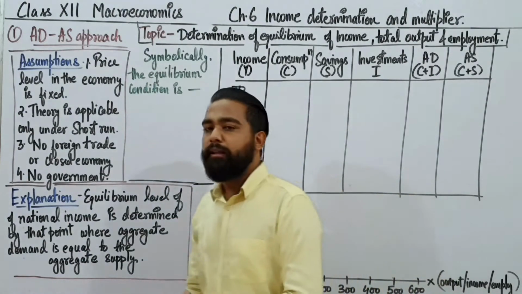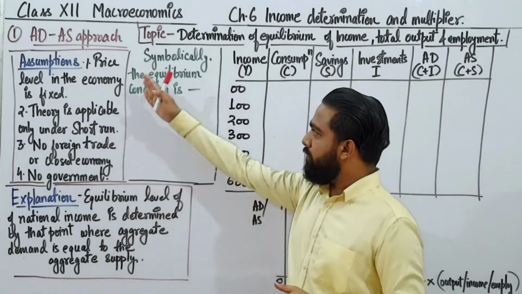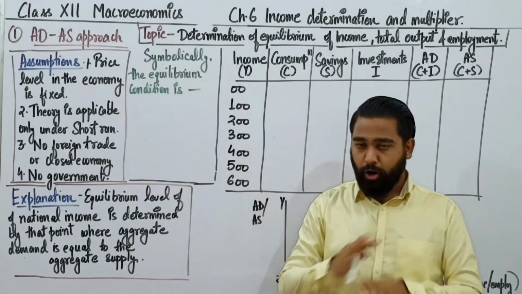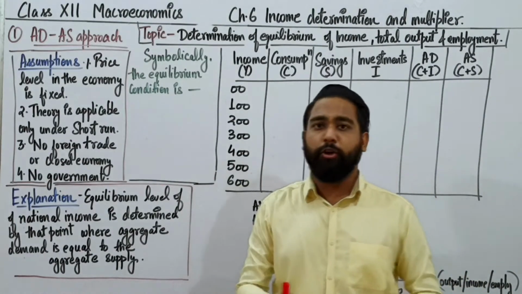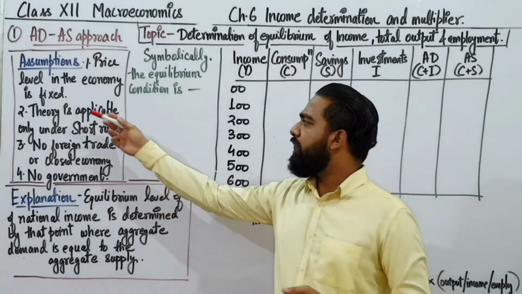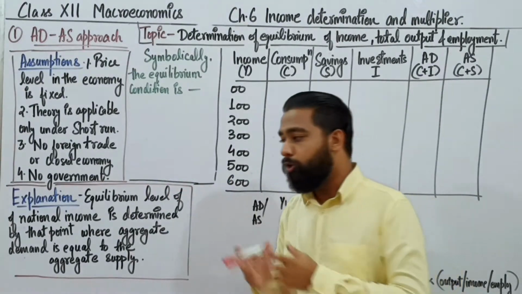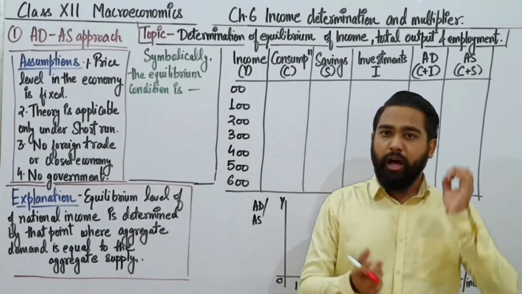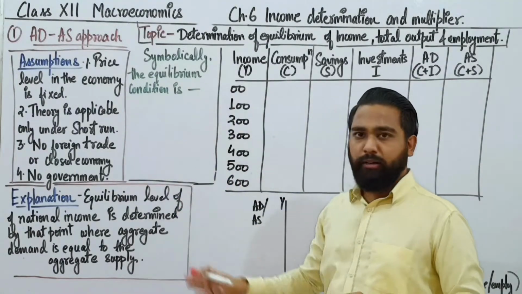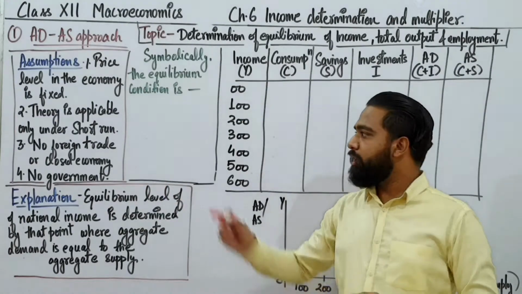To understand this, you need to take a few things as assumptions. First, the price level in the economy is fixed. Nobody is going to change the prices. Second, this theory is applicable only in the short run. All the theories in macroeconomics take place in the short run. This chapter and the previous chapter are totally based on the short run.